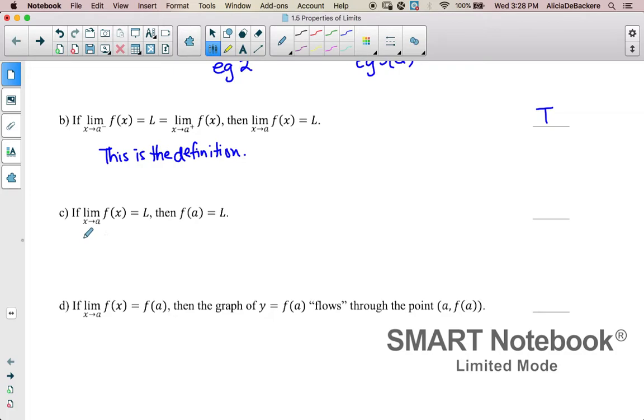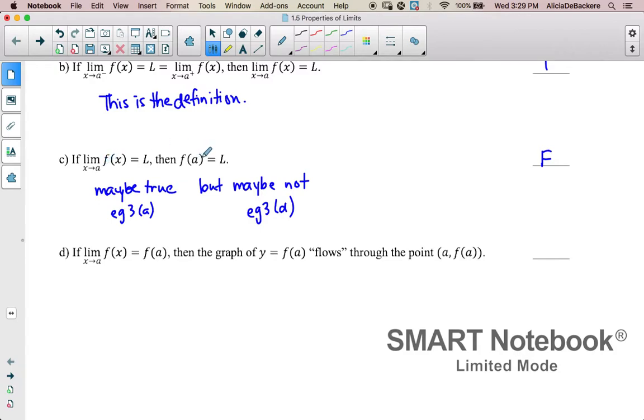So the next part here says, if the limit of f of x as x approaches a is the number L, then the value of the function, the y value of the function at a, must also be equal to L. So this might be true, like it was in example 3, part A, but might not be true. And that is like example 3, part D, like we just saw above. So because it might not be true, we have to say that this statement overall is false.